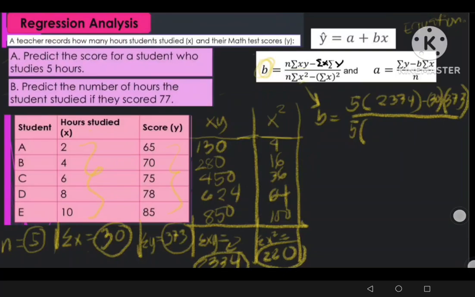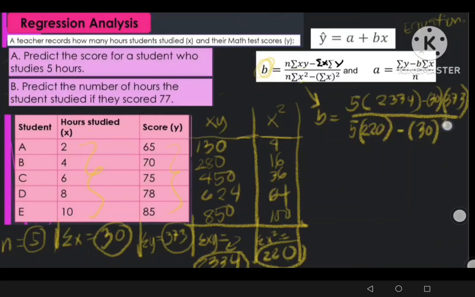Open and close parentheses, x squared. The result of our x squared is here, 220. So we have 220. Close parentheses, subtraction. Summation of x. Summation of x is 30. So we have summation of x is 30. And squared. Ato siyang squared. So that's our values there.